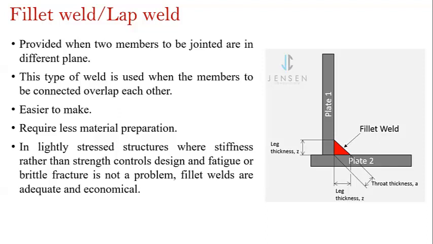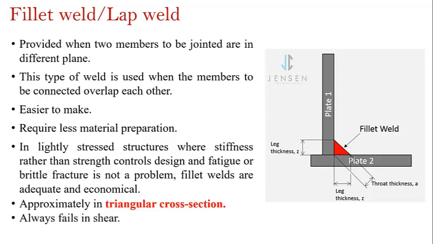And remember here, the shape of the fillet weld or the lap weld is always triangular, or a triangular cross section. As you can see here, plate 1 and plate 2 are joined by the fillet weld. The red one is the fillet weld or welded connection. So you can observe these two plates, plate 1 and plate 2, are connected by a fillet weld, and the shape of the fillet weld is usually a triangular cross section. It is not exactly a triangular shape, but more or less it is a triangular cross section. So this is about the fillet weld or lap weld.